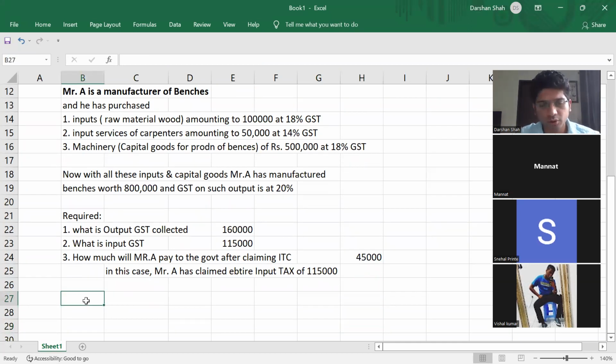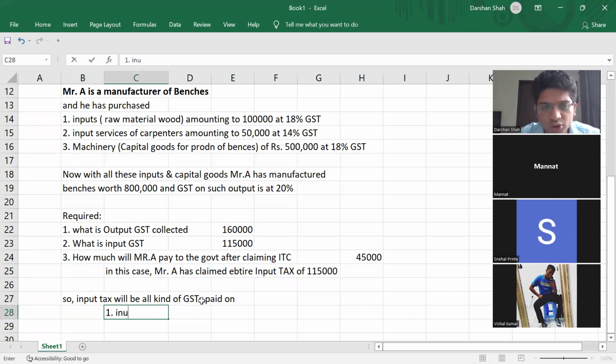Okay. So in short, input tax will be all kind of GST. Guys, pay attention now. This is very important. If you don't understand anything, you can stop and ask me. Whatever I am writing is very important now. So input tax will be all kinds of GST paid on number one, inputs. Inputs means raw materials. But these inputs should be for furtherance of business.